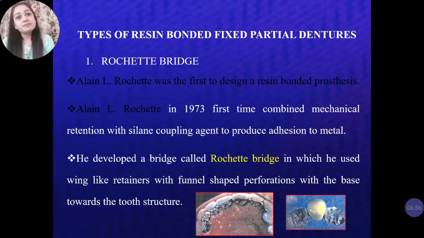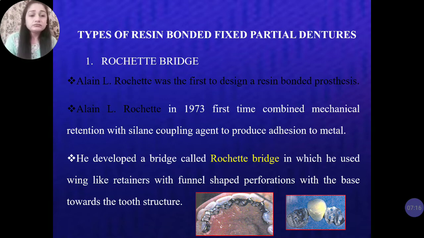So in Rochette bridge mainly there is one pontic, and on that pontic, on the sides of it, there are butterfly like wings. In those butterfly like wings there are perforations. Those perforations are like funnels, and the base of that funnel is facing towards the tooth structure. Hence this gives a micromechanical retention with the tooth surface. So we can see here that these Rochette bridges have funnel shaped perforations.